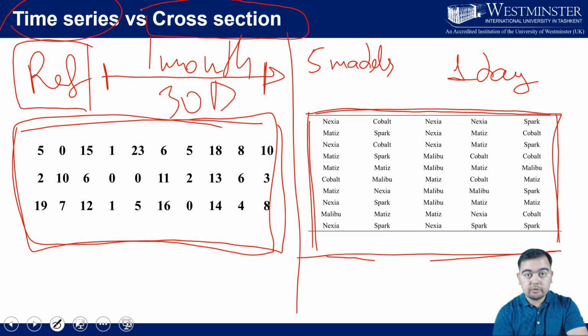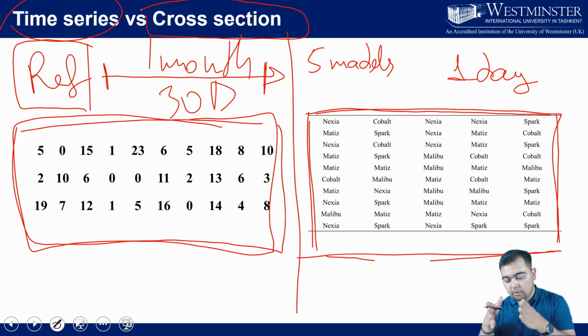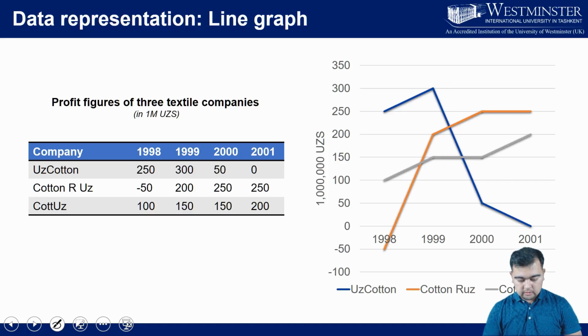So one variable being observed over a certain time period becomes time series data, while a number of variables being observed at only one point in time, that means at one single day, becomes cross-sectional data. That's the main difference between the 2 data sets. So far, we've understood the differences between time series data and cross-sectional data.